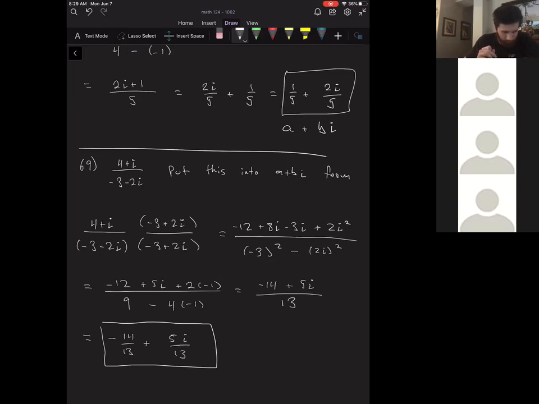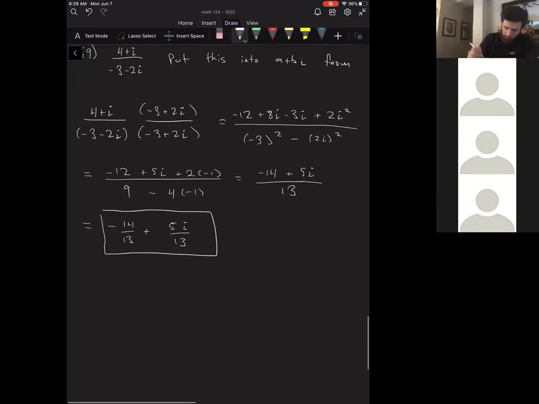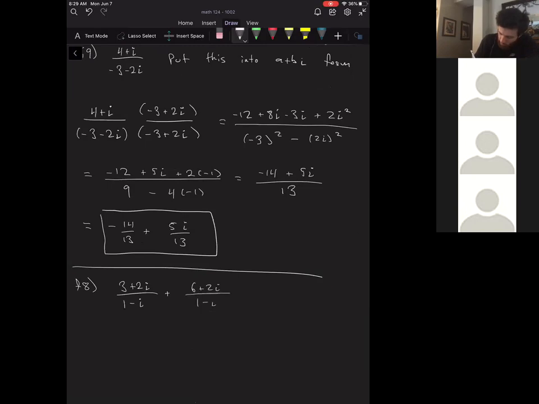Okay. How about, I guess, I don't know, 78? It seems fine to do. So 78 says we have (3 plus 2i) all over (1 minus i). We're going to add that to (6 plus 2i) all over (1 minus i).